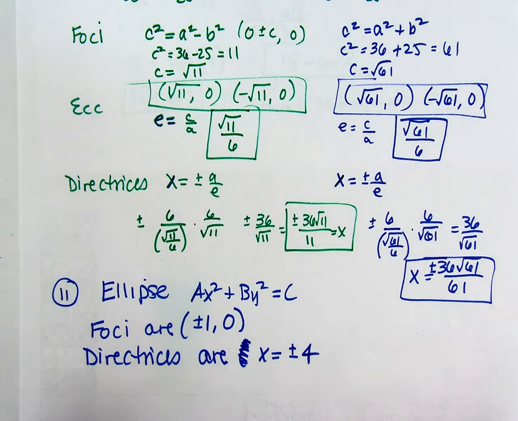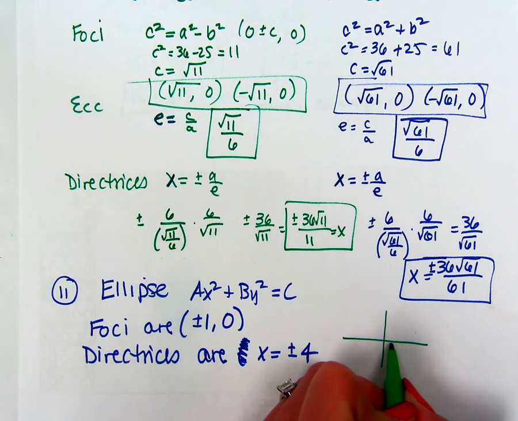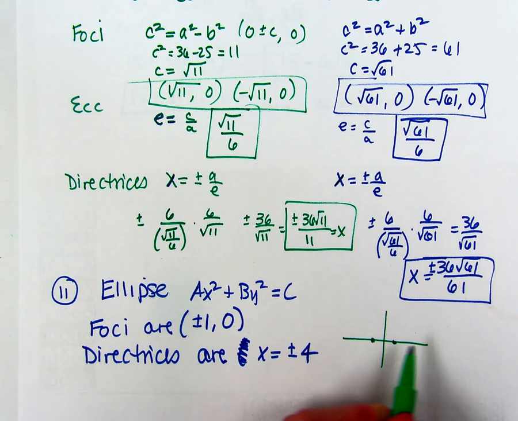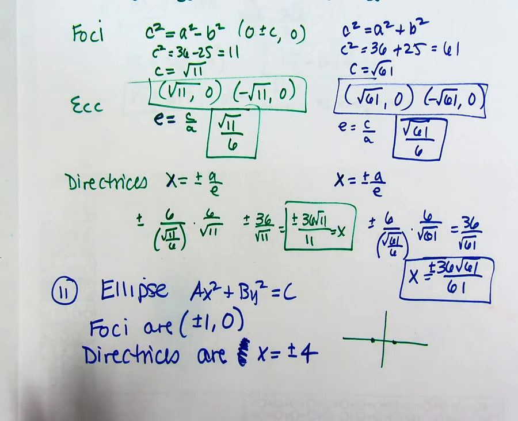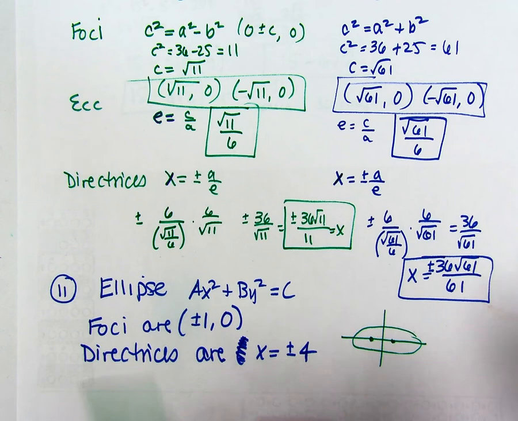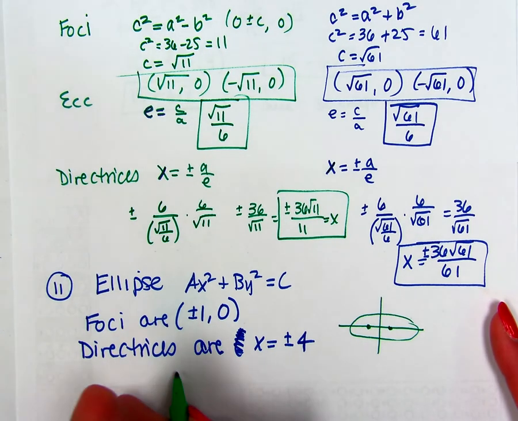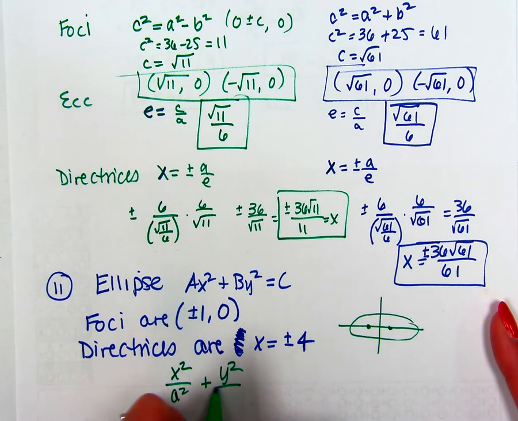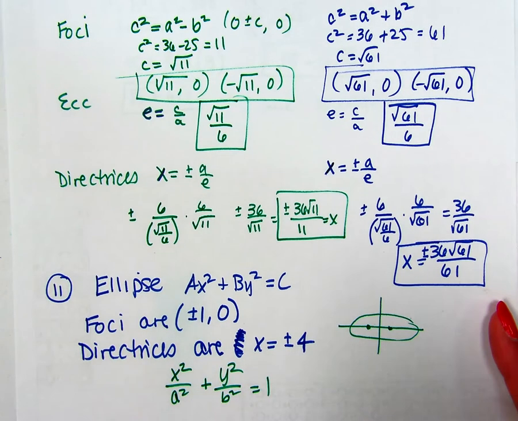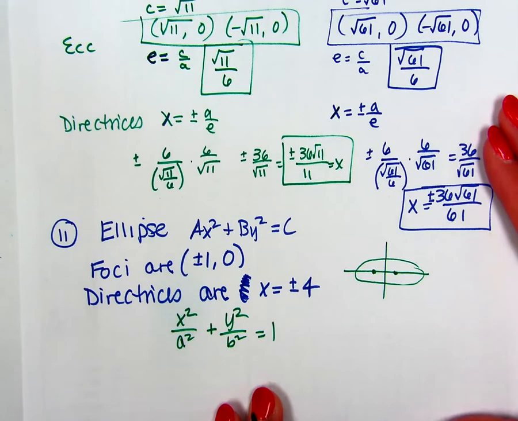All right, so think about what this means. If my foci are at (1, 0) and (-1, 0), then that needs to be along my major axis. I know that my ellipse is going to be longer horizontally than it is vertically. So I know that I have to be in the format x squared over a squared plus y squared over b squared equals 1. So the larger number has to be under the x. All right, I know also my center is at (0, 0).